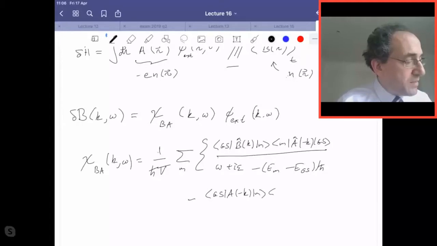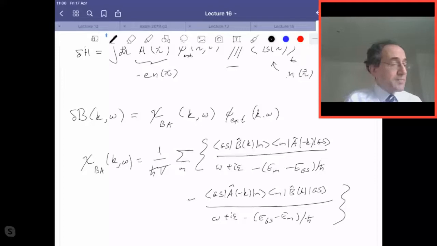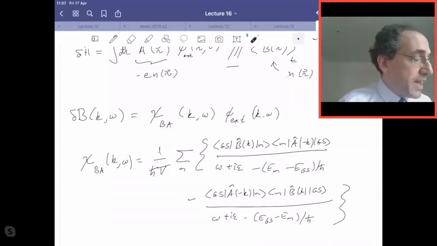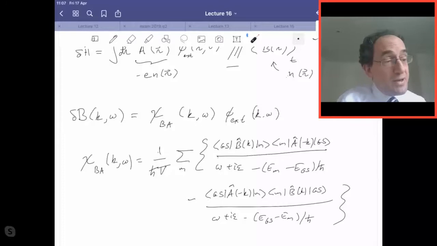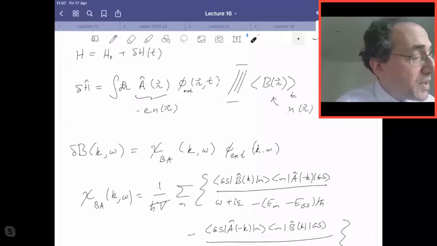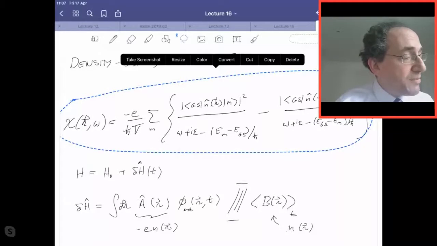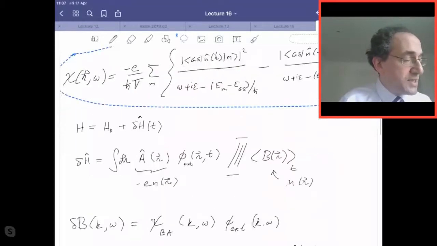That is, the matrix element of ground state, a hat of minus k, excited state m, b hat of k, ground state, divided by omega plus i epsilon minus (E ground state minus E_m) divided by h bar. So this is what we derived in the special case that both A and B are the density operator, and that gives you the density response, which is what we're going to actually be interested in. So let's copy this formula up here because that's what we're actually going to be working with. But this Kubo formula approach is far more general.